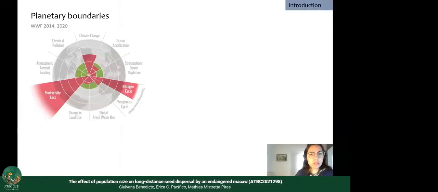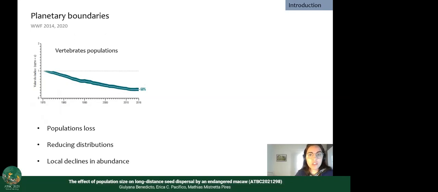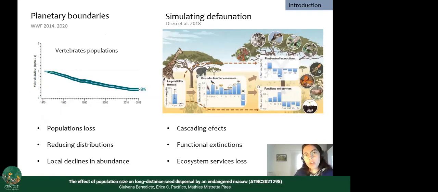According to the planetary boundaries concept, the loss of biodiversity has already transgressed the tipping point considered safe for life on Earth. And defaunation acts deeply in this process, mainly by extinguishing species populations, contracting their ranges of distribution, and through local declines in population abundance. So, the ecological responses to defaunation include more than extinguishing species, such as cascading effects, functional and ecosystem service extinctions, even before the loss of species, when large wildlife were removed, for example.